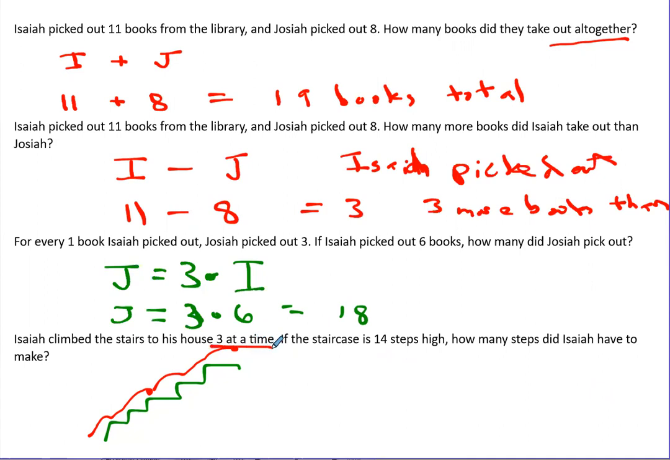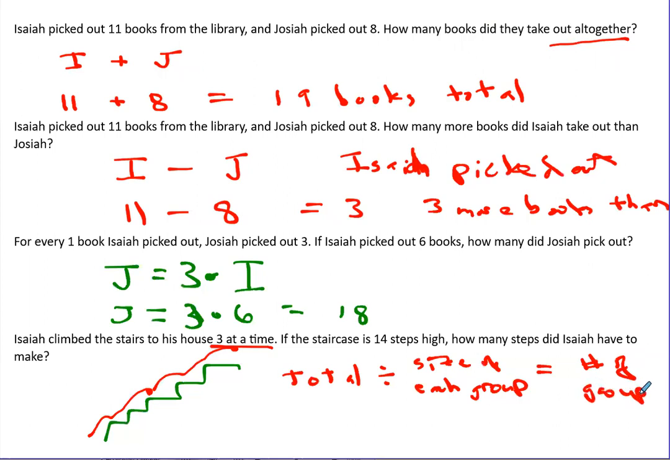I'm just taking this 14 and splitting it into groups of 3. That's our definition of division. You're taking the total and dividing that by the size of each group. And that will give you the number of groups, right? Groups of 3 steps each. How many of those 3-step groups does he need? So we've got 14 divided by 3. This is not part of my expression. That's how I'm going to calculate.